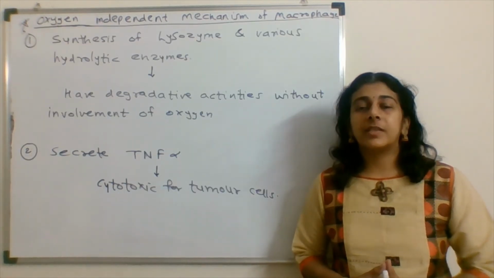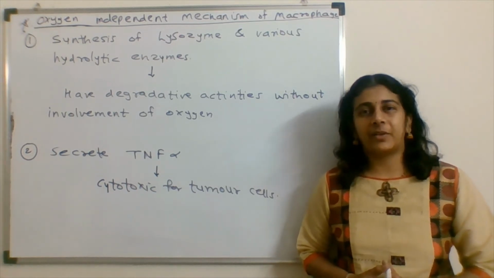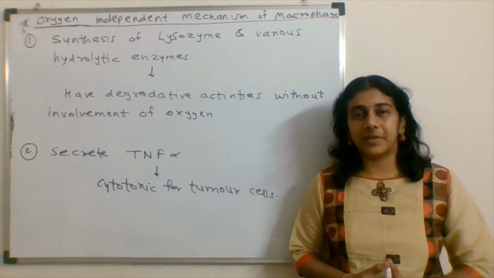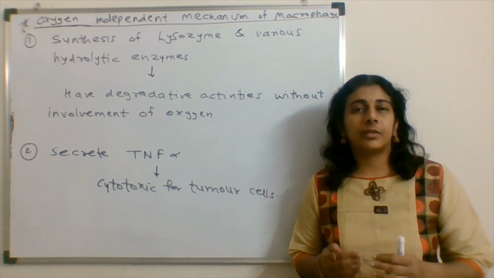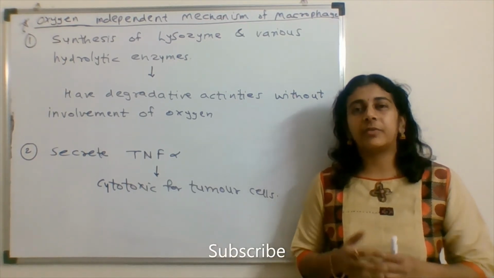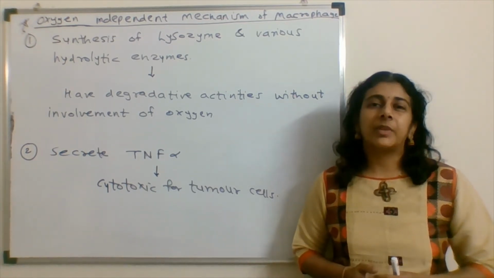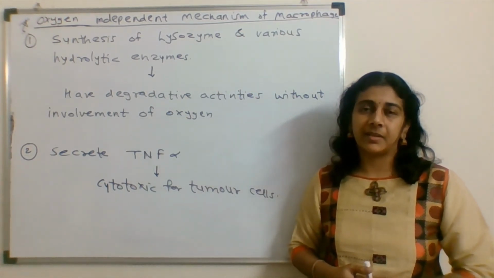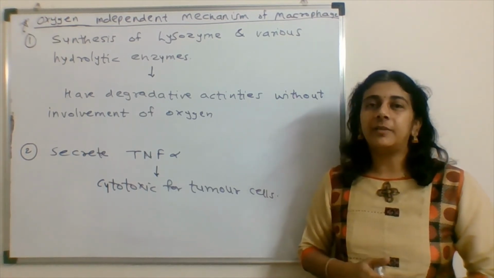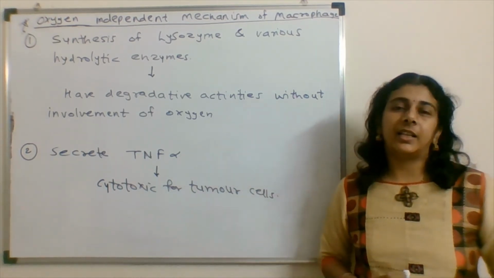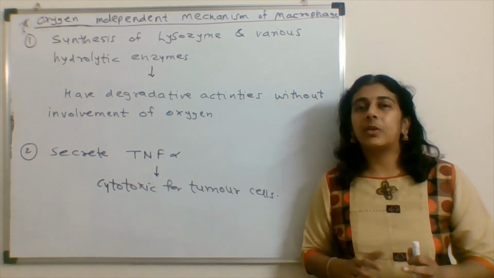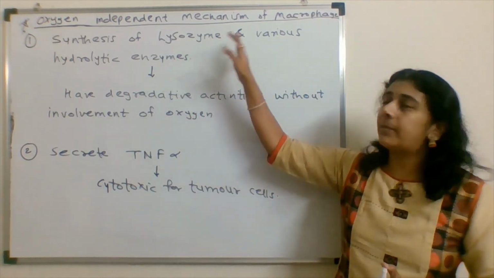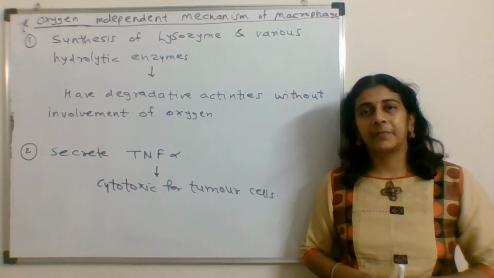Now discussing the oxygen independent mechanism of the macrophages. See here, there is a synthesis of various enzymes. When the lysosome and phagosome combine, they form a phagolysosome. From the lysosome, there is a secretion of lysozymes and other hydrolytic enzymes. These enzymes themselves have killing and degradative activities, and they do not require oxygen for their activities. So this is an oxygen independent mechanism of the macrophage.